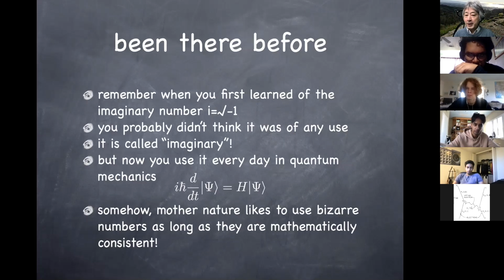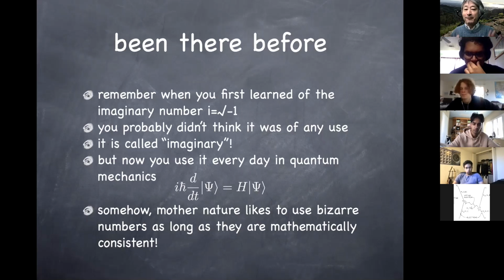You've been there before. Now that's the next step. You accepted the imaginary number, which looks very bizarre, but now you use it. Now you have to accept a new bizarre number, which is these anti-commuting Grassmann odd numbers. As long as they are mathematically consistent, somehow Mother Nature has this habit of using bizarre mathematics to describe herself. And this is just yet another example of this. So I hope that makes sense.